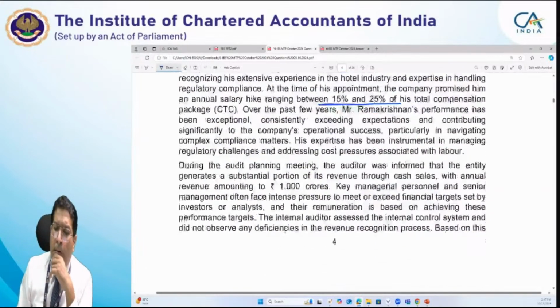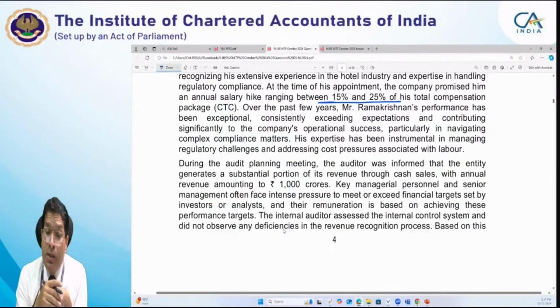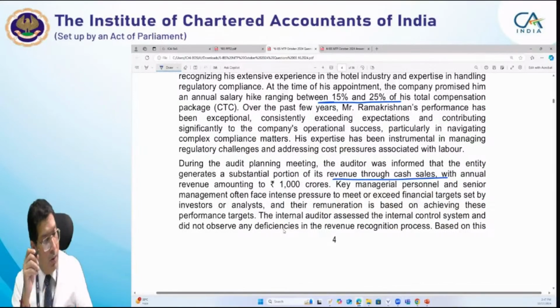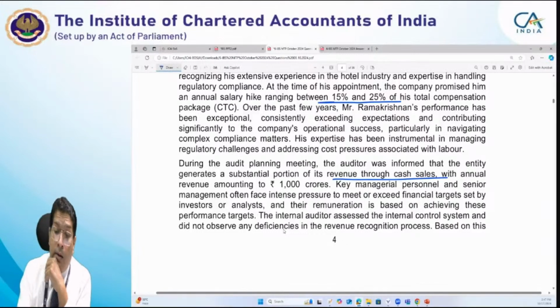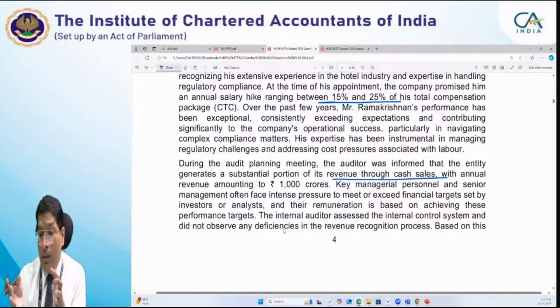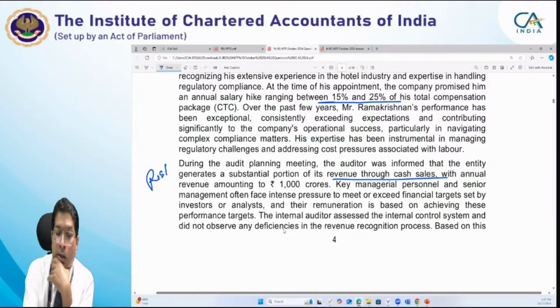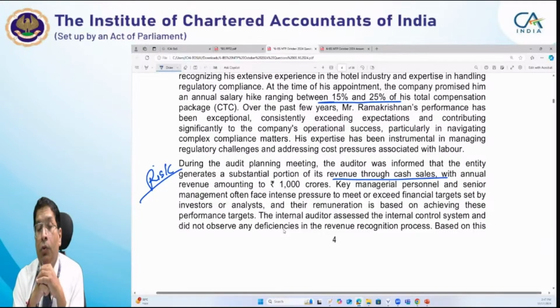During the audit planning meeting, the auditor was informed that the entity generates a substantial portion of revenue through cash sales. Okay. And there is a risk factor because the company is generating substantial revenue through cash sales, with annual revenue amounting to rupees 1000 crores.